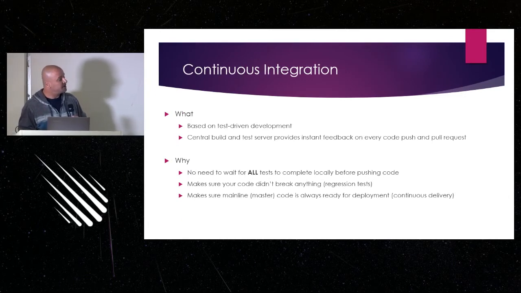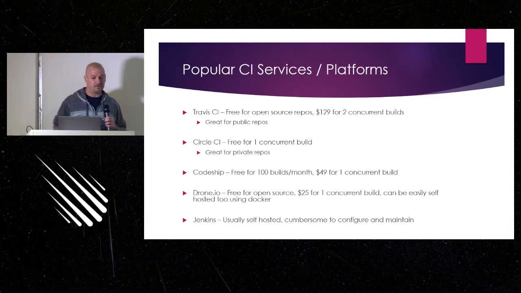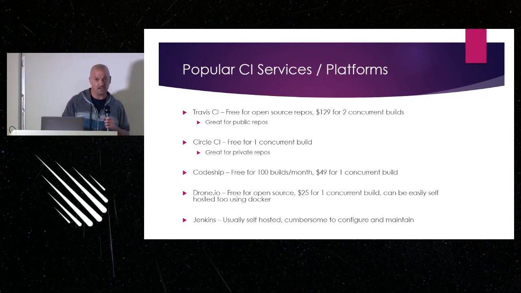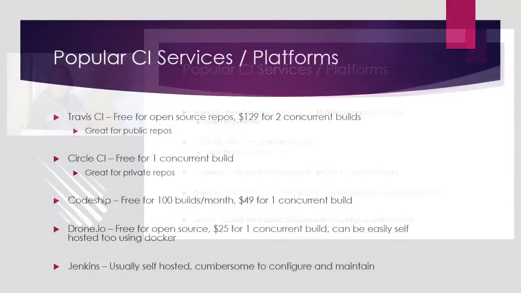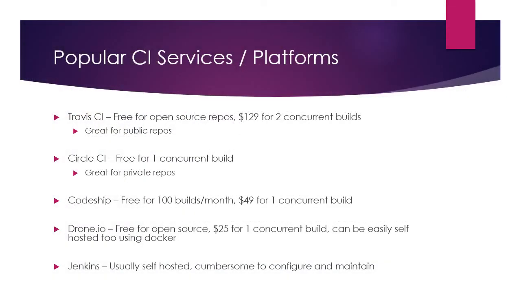Using continuous integration, there are many options out there for continuous integration platforms. I made a summary of some of them. Those are the most popular out there. Travis CI, the good thing about it, it's free for open source repos, so it's great for public repos. But if you want it for private repos, it's going to start at $130 for 2 concurrent builds, which is a little bit pricey. But it's also probably the fastest one out there.